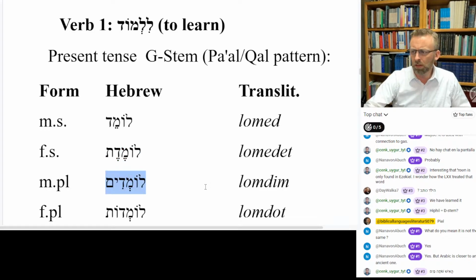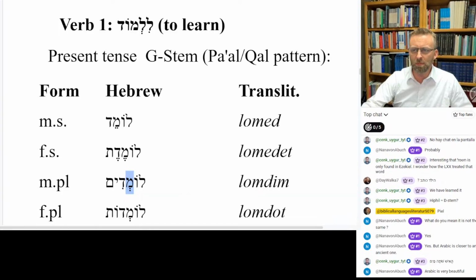Lomdim. And notice, biblical Hebrew students, that the schwa here, historically, according to the rules of biblical Hebrew grammar, should be pronounced. But in modern Hebrew, it is not pronounced. Okay. All right, lomdim and lomdot. Lomdot for the feminine plural. So im for masculine plural, ot for feminine plural. Lomed, lomedet, lomdim, lomdot.